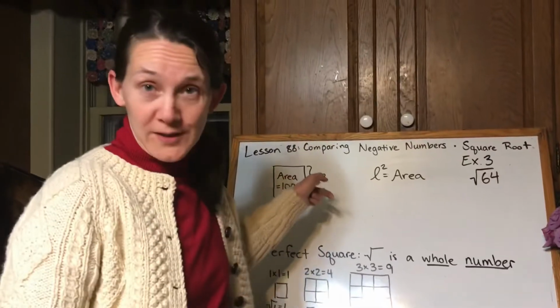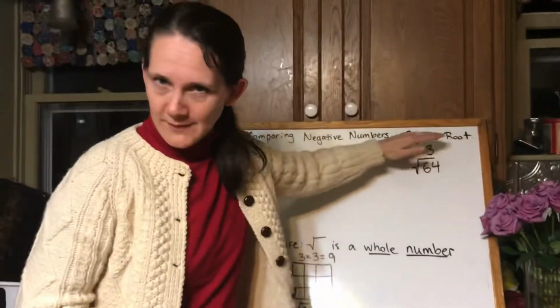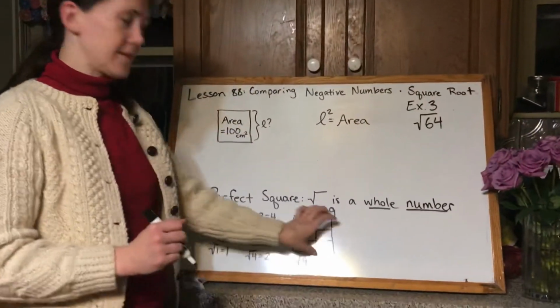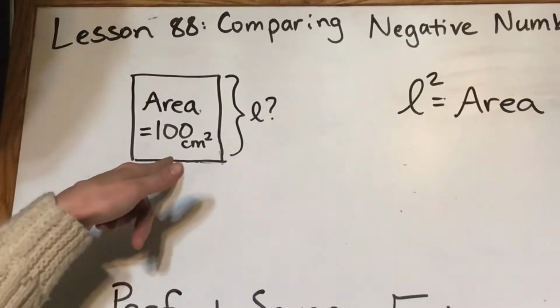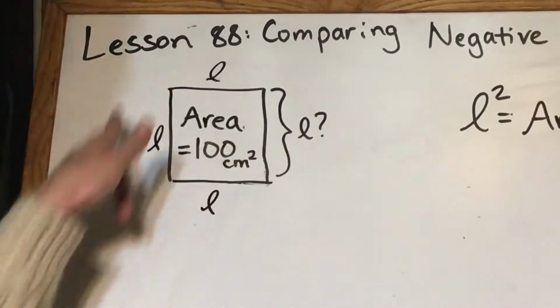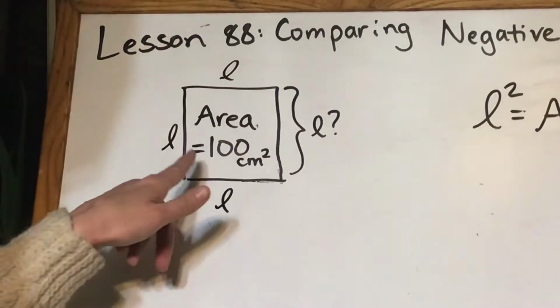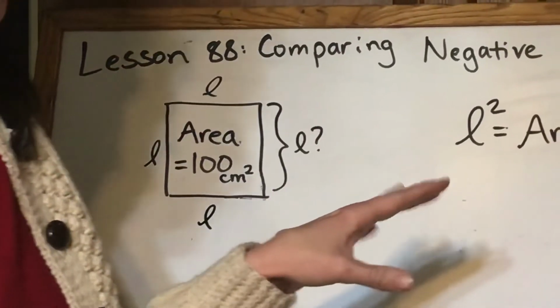Okay, so now we're going to move on to square roots. Like the name implies, we're going to be looking at squares. So let's assume we have a square. All these sides are the same. I'm going to call them L, okay? So unknown, side L. And we know that the area is 100 square centimeters.